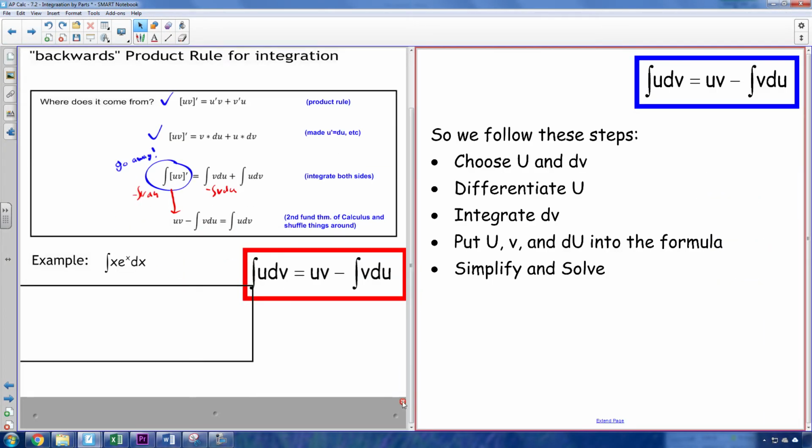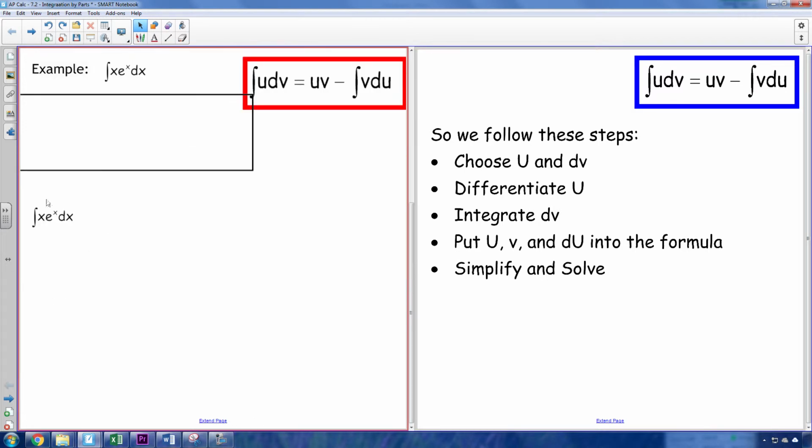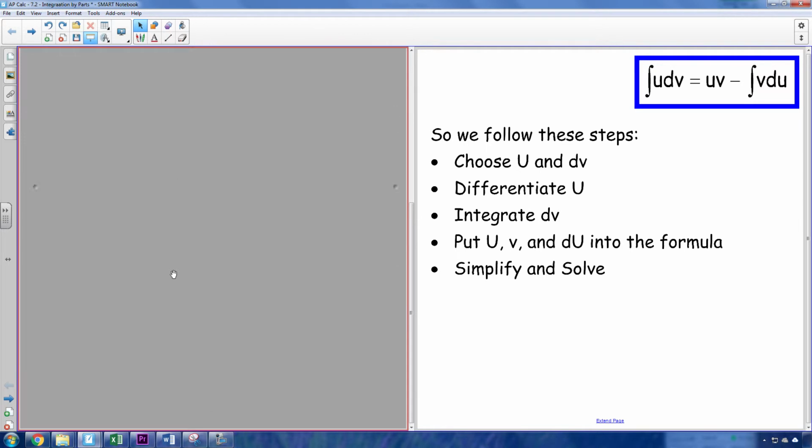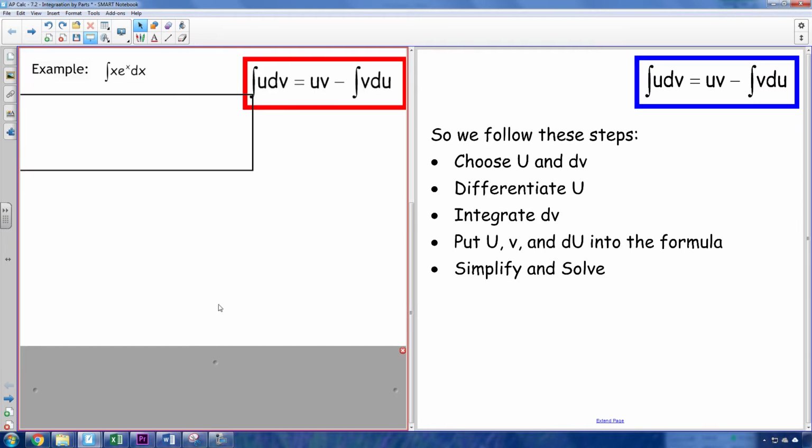So let me get this out of your way so you can look at what we're looking at. And even this can go away, I think. So here are some steps that you might find helpful. They're not printed, but we're going to try to choose u and dv. That's the first thing we're going to do.